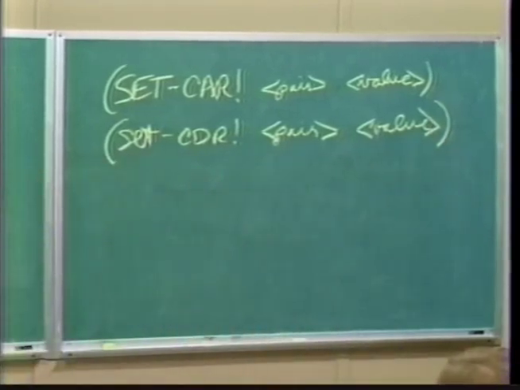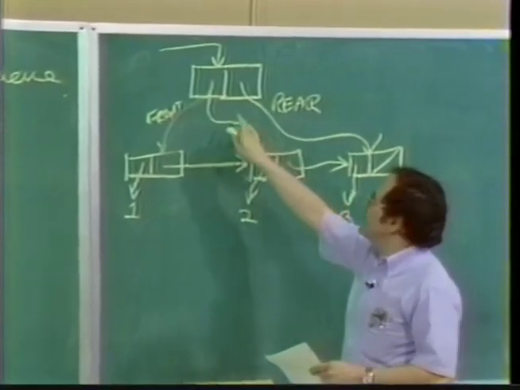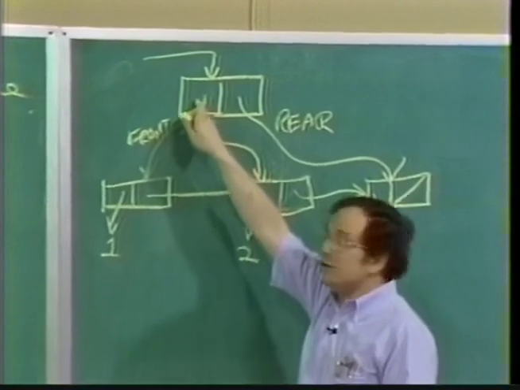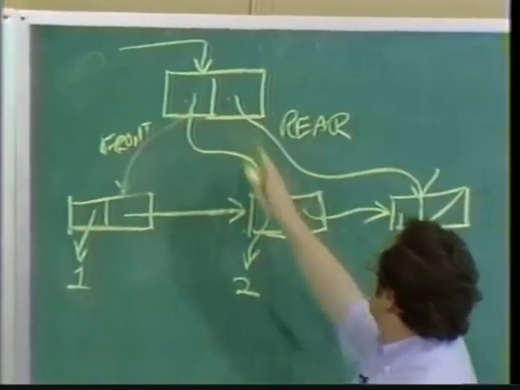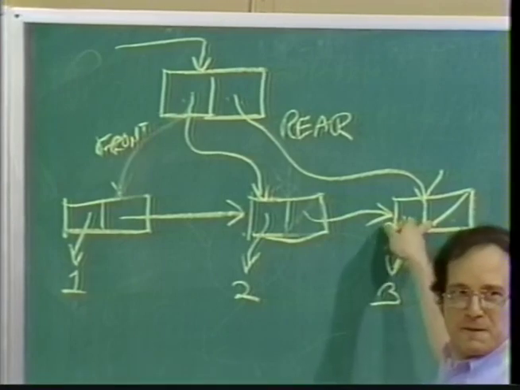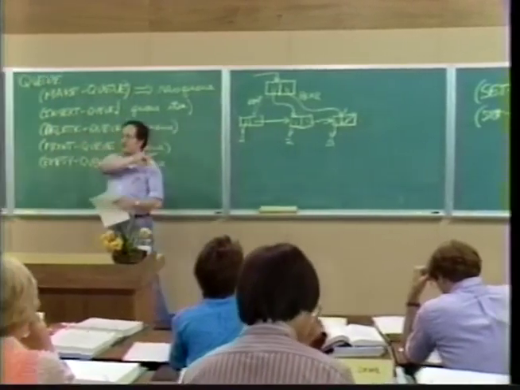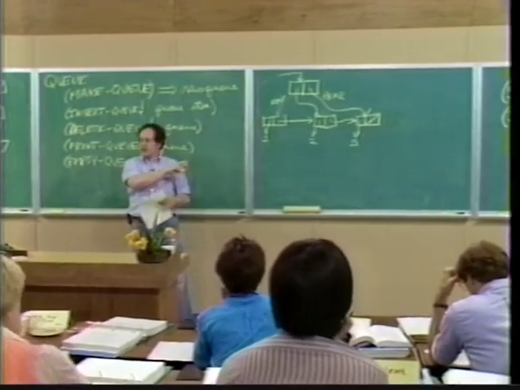I needed setting car over here to delete the first element of a queue. This is the car, and I had to set it. I had to be able to set the cdr to be able to move the rear pointer, or to be able to increment the queue here. All of the operations I did were made out of those that I just showed you on the last blackboard.